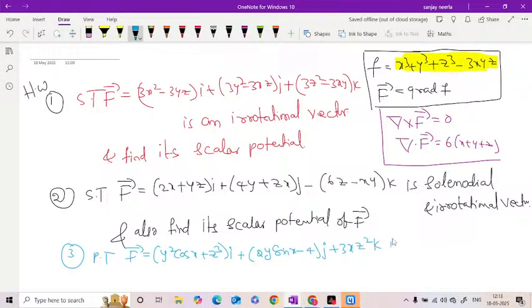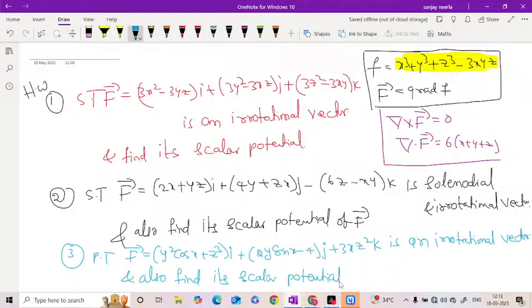షో దట్ ఈజ్ an irrotational vector and question ఏముంటుందండి? and also find its scalar potential of F. ఈ 3 ప్రాబ్లమ్స్ సాల్వ్ చేయండి చాలు. ఓకేనా అండి?